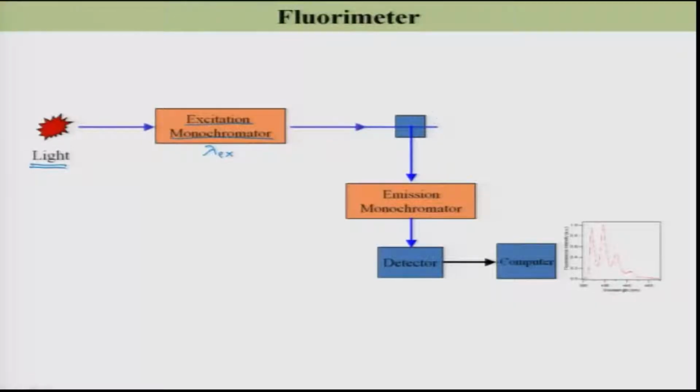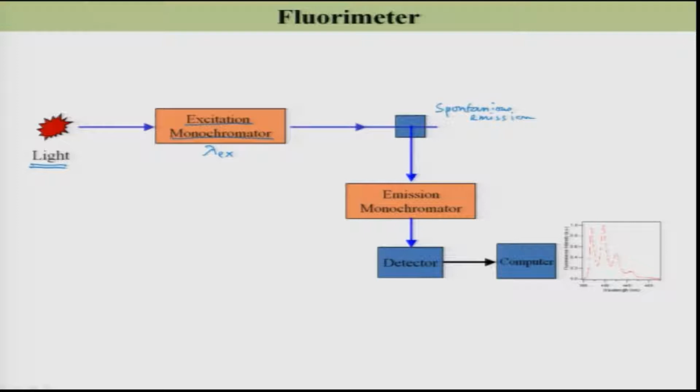This is directed towards the sample, and I told you that fluorescence is a spontaneous emission, and the fluorescence comes out in all directions. We choose to collect it at a right angle compared to the excitation to avoid the scattering of this excitation light.